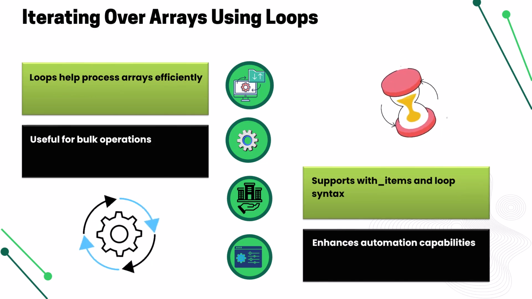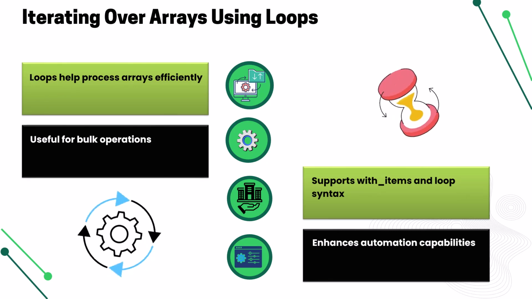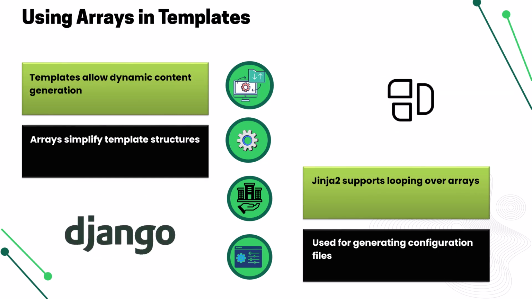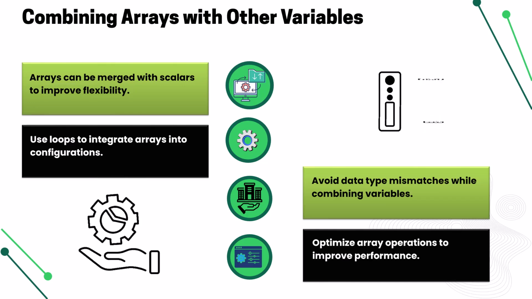Loops are your best friend when handling arrays. Need to install 10 packages? Instead of writing 10 separate tasks, just loop through the list. It's like meal prepping. You cook in bulk so you don't have to stress over dinner every day. Using arrays and templates makes things dynamic. Jinja2 lets you loop through arrays, generating configuration files with ease. It's like filling out a form but having all the fields auto-populate. Less effort, more productivity.